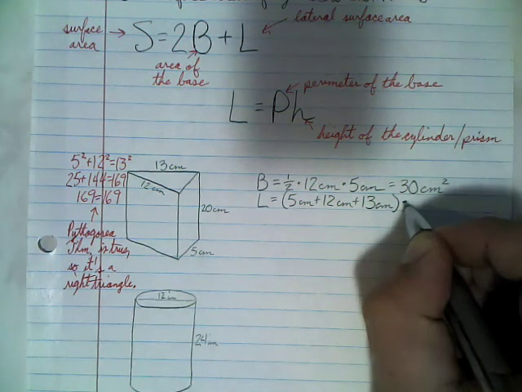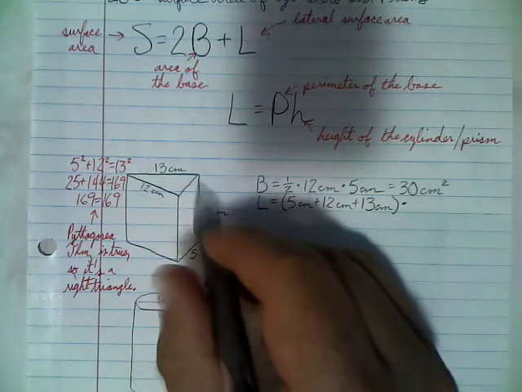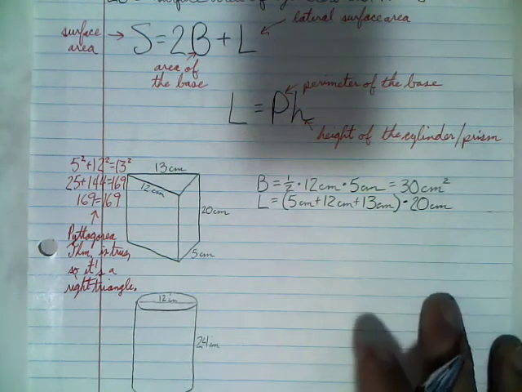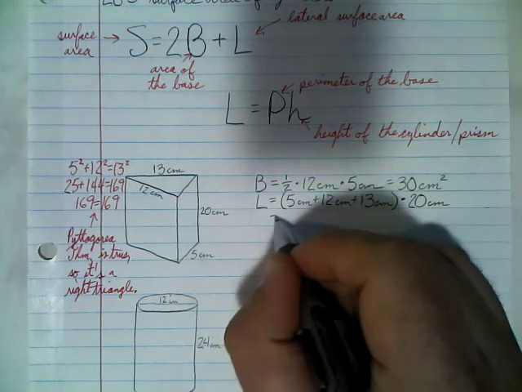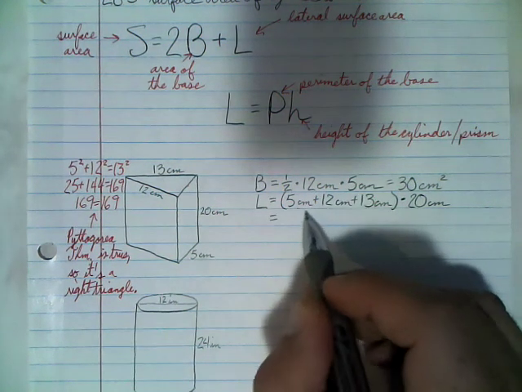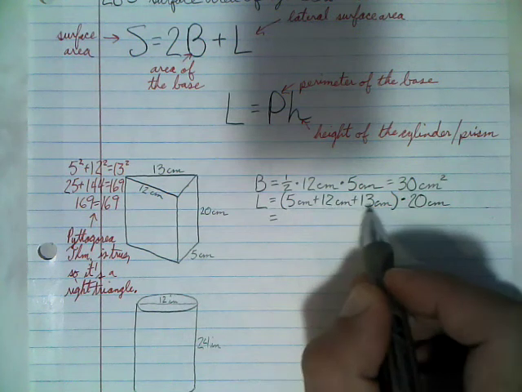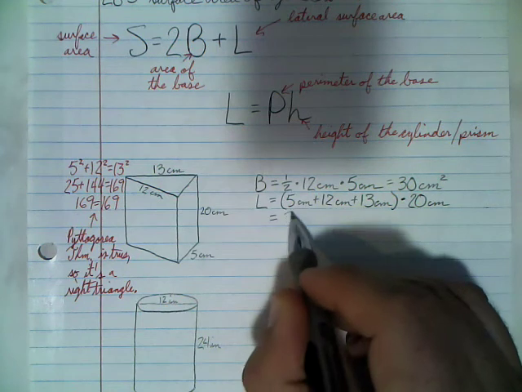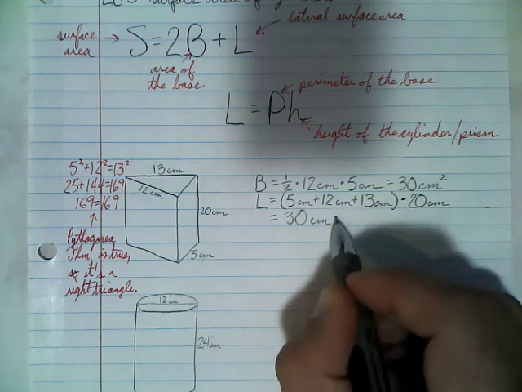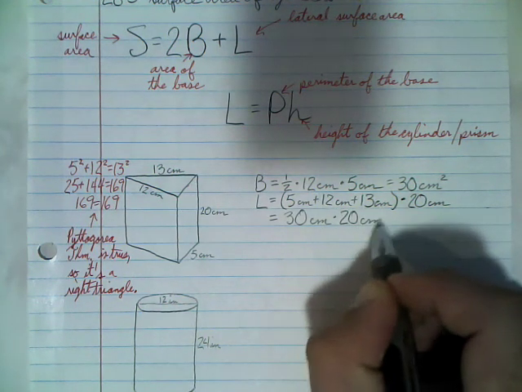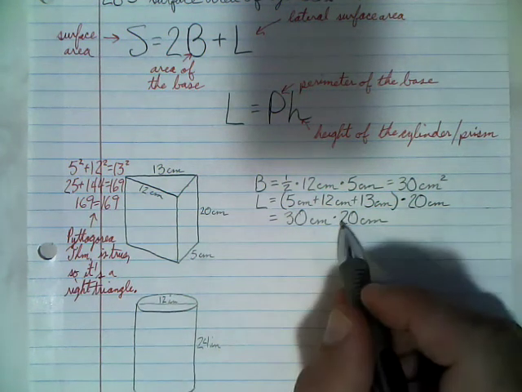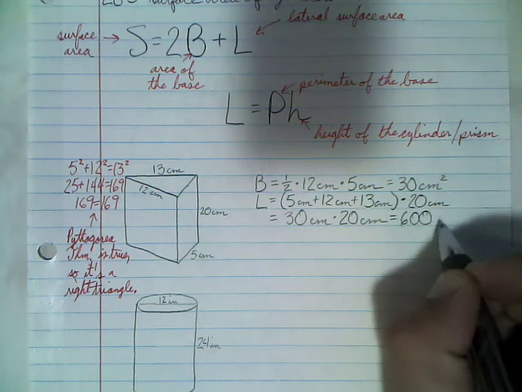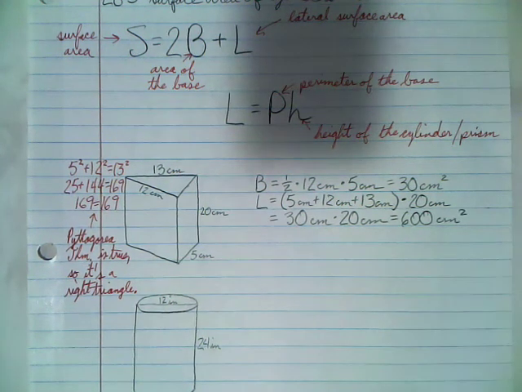Then times the height of the prism. Well, the prism is 20 centimeters in height. And now we simplify. So 12 plus 13 is actually 25, plus 5 is 30. So this actually is 30 centimeters times 20 centimeters, which really is just like 3 times 2 with an extra 2 zeros. So that's 600 square centimeters.